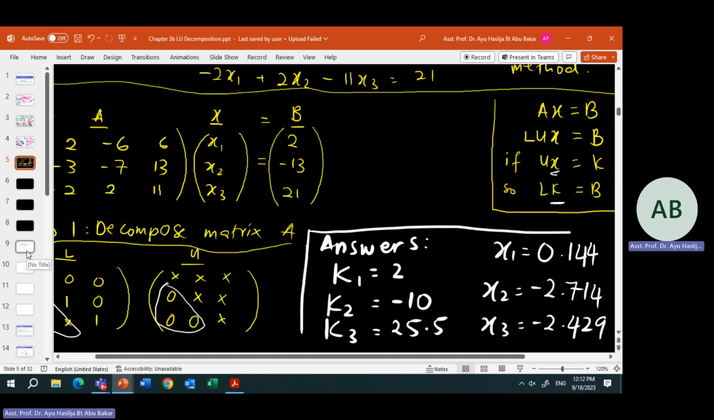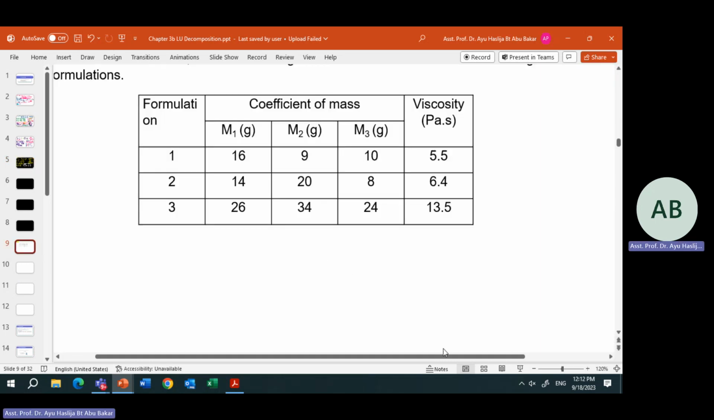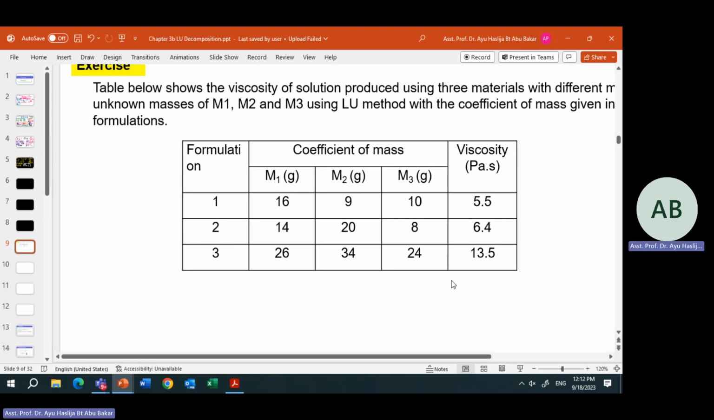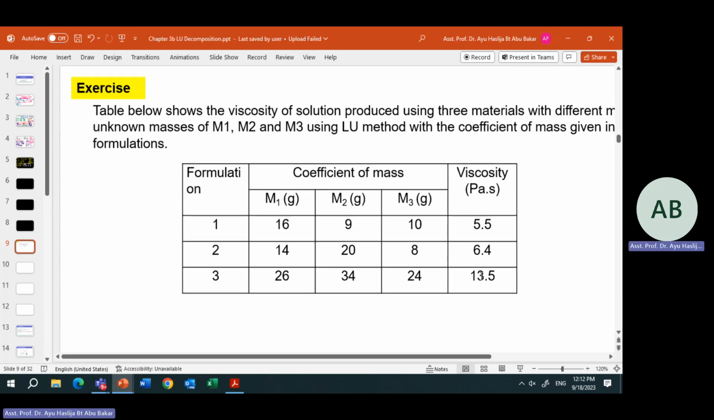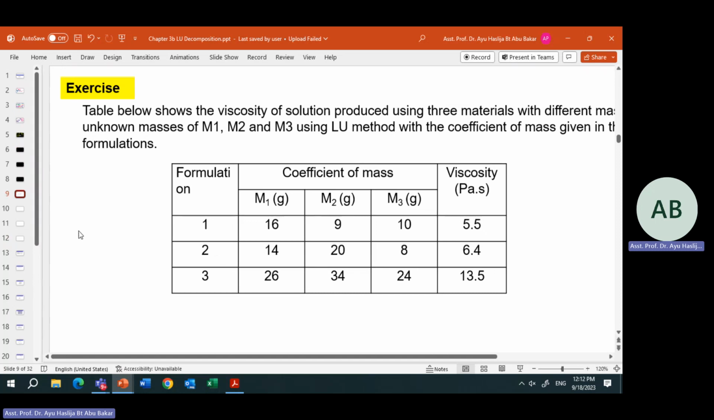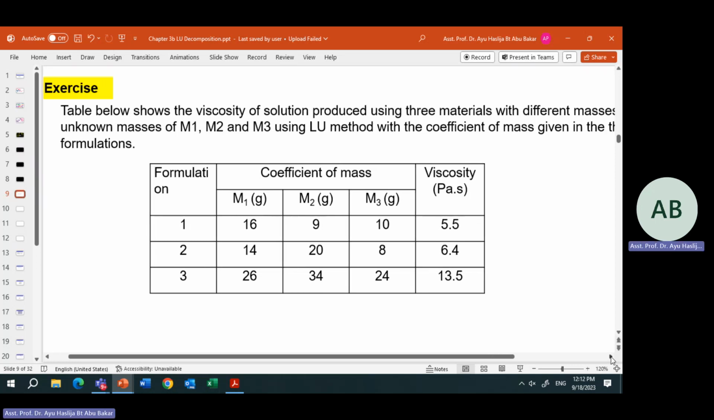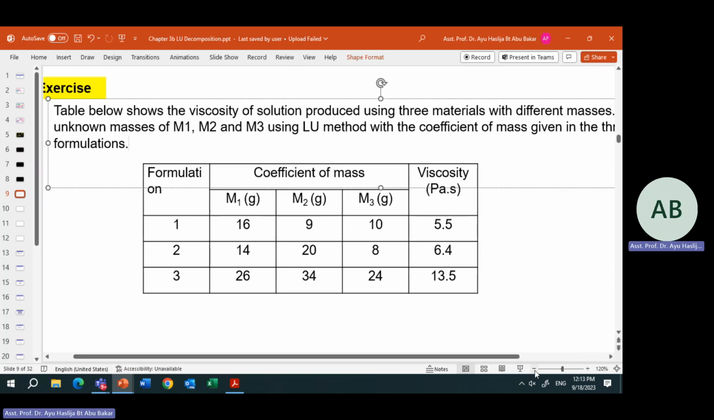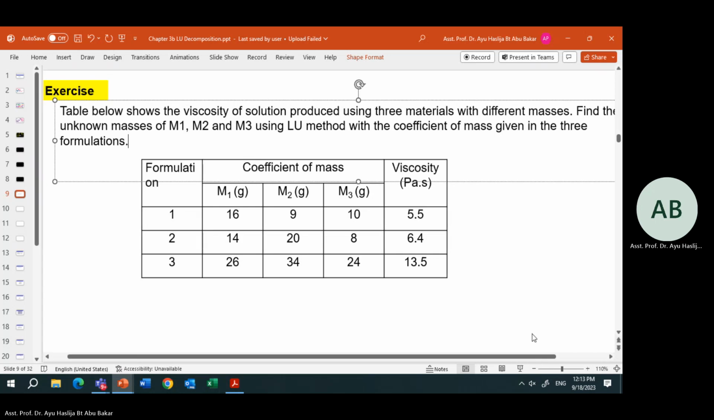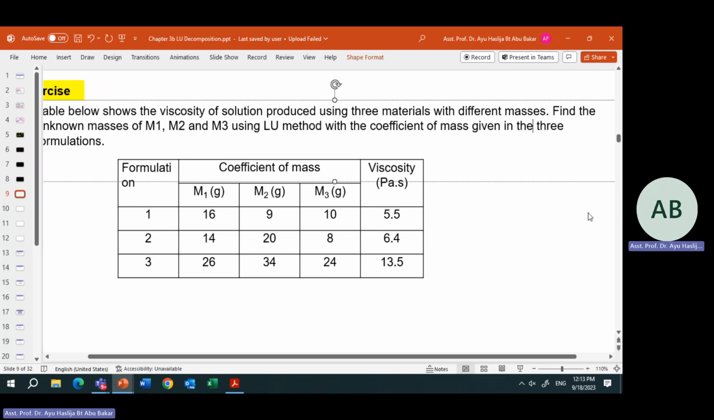Okay, last question. This one is from a previous midterm. From our exercise just now, the three equations had been given to you, so you just directly use them, decompose, and find the factors. Now let's say the question gives you something like this. It only gives you the values in table form. Wait, let me make it bigger.